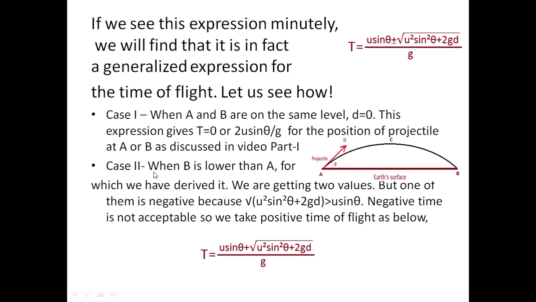Case 2. When B is lower than A, we have derived this expression for B lower than A. We are getting two values, but one of them is negative because under root u square sin square theta plus 2gd is greater than u sin theta. Negative time is not acceptable, so we take positive time of flight as below, t equal to u sin theta plus under root u square sin square theta plus 2gd, by g.